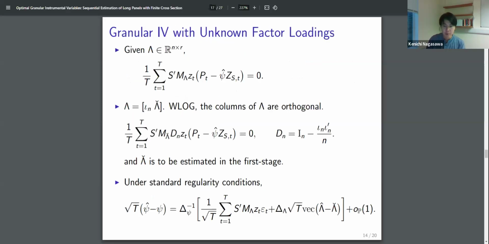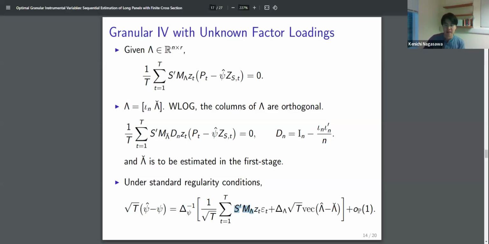So I think the important point is that if S belongs to the span of lambda, then this S prime M lambda is going to be 0. So in that case, your instrument is not relevant. So I don't know if that was your question, but there are conditions that we need to impose on the DGP that guarantee the relevance of the granular IV variable.